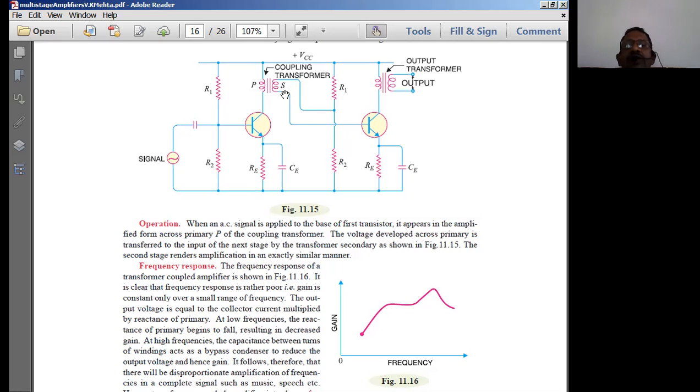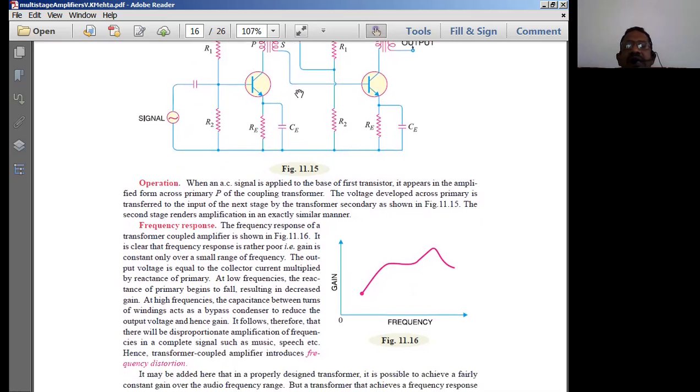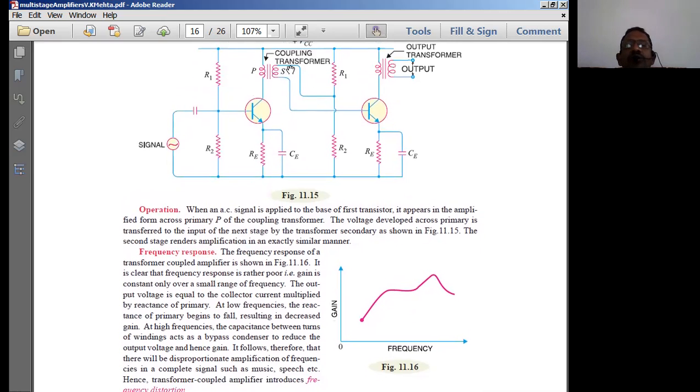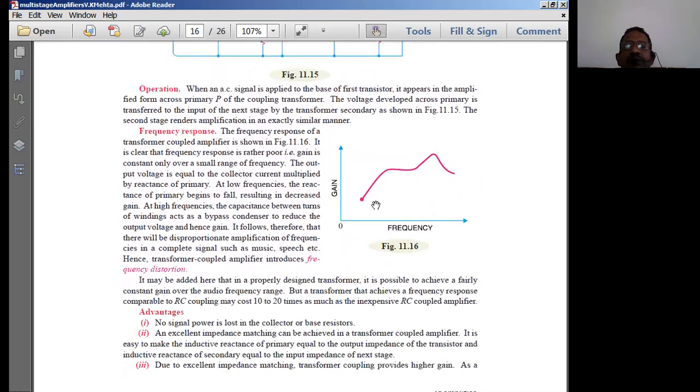Now as the frequency increases, because these two are the two lines of a copper wire, internally there exists a stray capacitance between the copper wires. Now as the frequency increases, what happens? At low frequencies, the gain is going to be very less. Therefore, as the input frequency increases, the gain is going to increase very slowly.